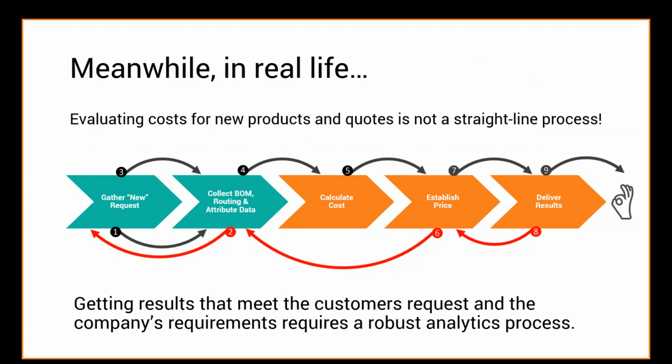We get a new request, we collect all the data, we try to calculate cost, we get a price, we deliver results, and then somebody comes back and says, oh, wait a minute, let's go back. Oh, well, this was kind of wrong, right? So we kind of jump back and forth. And what happens is when you throw in the mix the amount of people that are involved, the amount of data that's involved, the amount of data sources that are involved, and the overall complexity of the process itself, that becomes a very, very complex process, right?